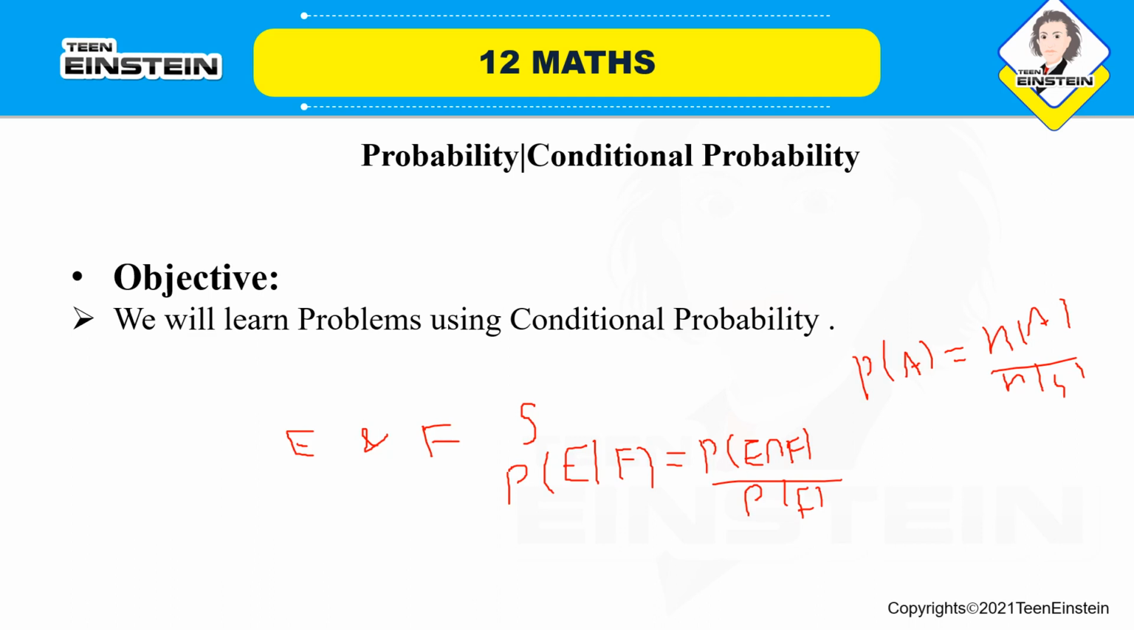Already we have done a few problems in this in the last class. And we have discussed the properties of conditional probability also. What are the properties we have studied so far?